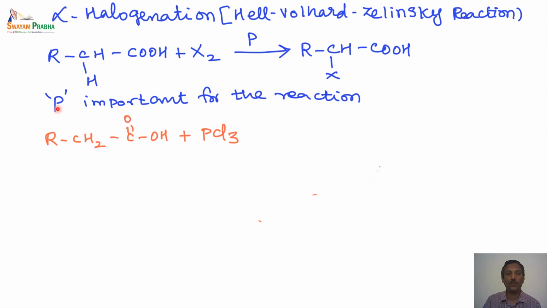So in the initial step, what happens is phosphorus reacts with the halogen to produce PX3 or PCl3, the corresponding phosphorus trihalide formed in the first step. So this trihalide reacts with the carboxylic acid to give the acid chloride. Because this reaction we have already seen earlier, carboxylic acid can be converted to acid chloride by the treatment with PCl3. So the same reaction produces the carboxylic acid chloride.